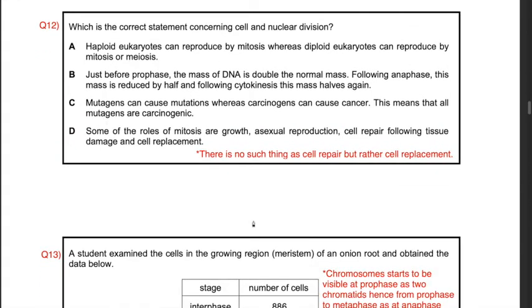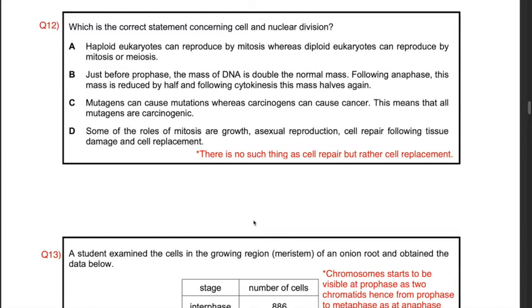Question 12. Which is the correct statement concerning cell and nuclear division? A. Haploid eukaryotes can reproduce by mitosis, whereas diploid eukaryotes can reproduce by mitosis or meiosis. Let's leave that one out for the moment and go through the other answers. B. Just before prophase, the mass of DNA is double the normal mass. Following anaphase, this mass is reduced by half, and following cytokinesis, this mass halves again.